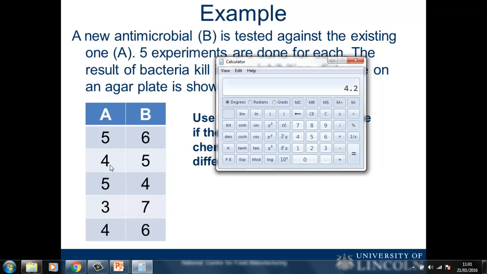The median will be the middle number. 3, 4, 4, 5, 5. The middle number will be what? 4. The middle number is going to be 4. That is the median. And the mode is the one with the highest frequency. Here this is bimodal. We have two 5s and two 4s. So our modes here will be 4 and 5.